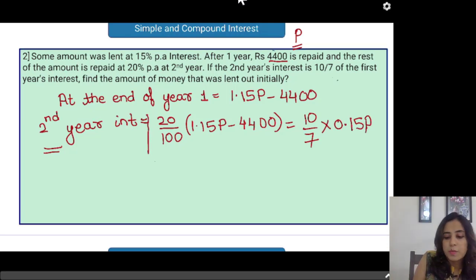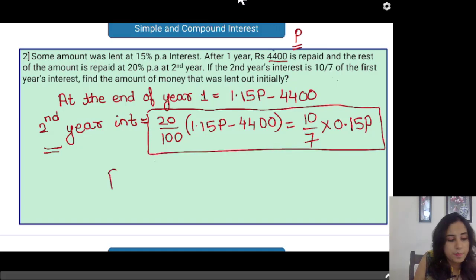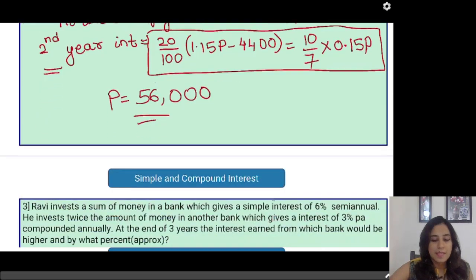now all I have to do is solve this equation for P and I get the value of P as 56,000. So the amount of money that was lent out initially is 56,000. Now let us see the next problem.